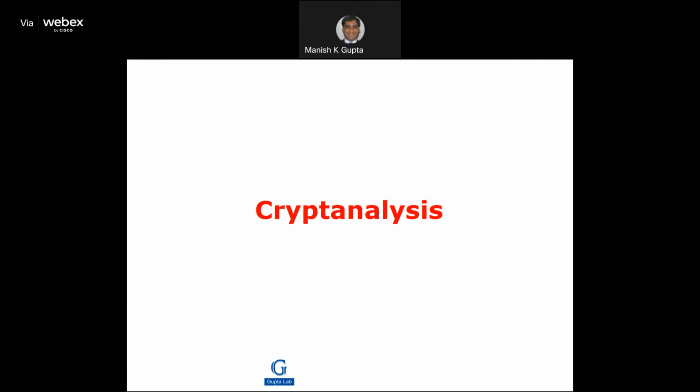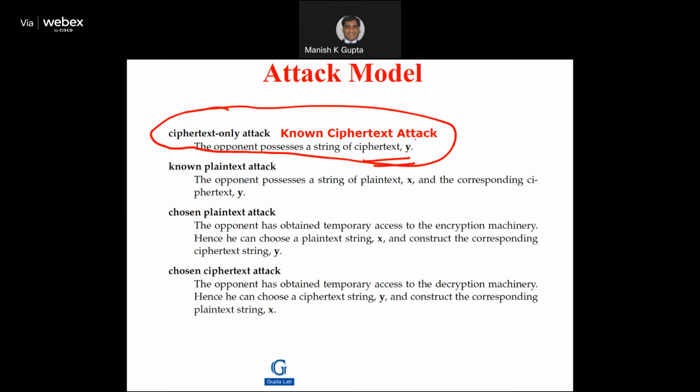So what we are looking at is the following. As I mentioned earlier, there are a couple of attack models. Ciphertext attack: you have the ciphertext somehow and you want to break the thing. Or known plaintext attacks: the opponent possesses a string of plaintext and a ciphertext, and you want to break the crypto system.